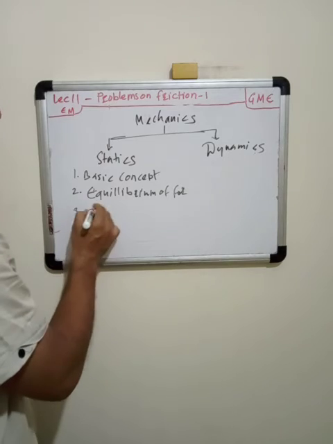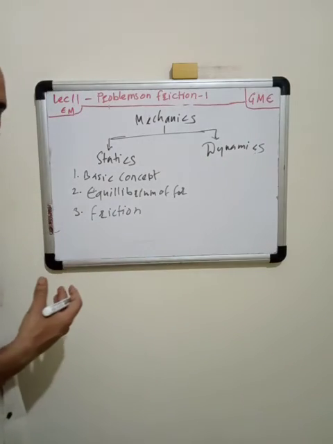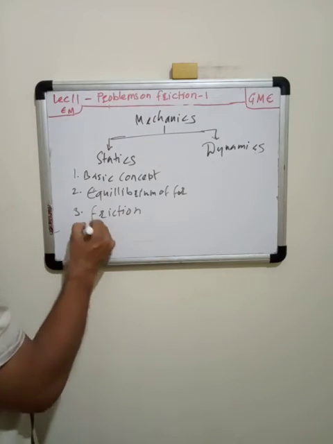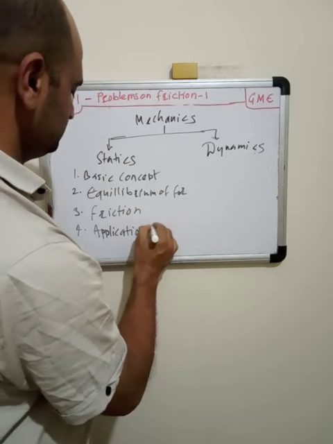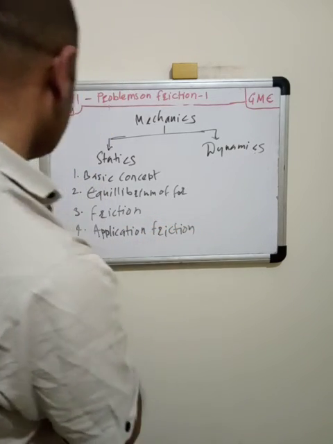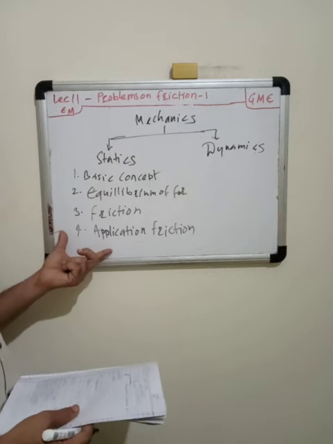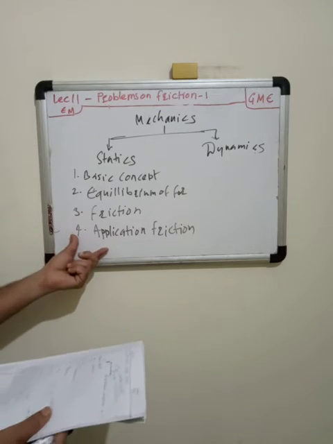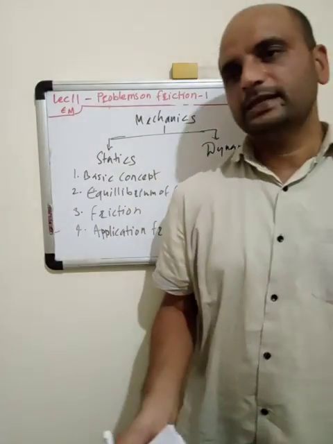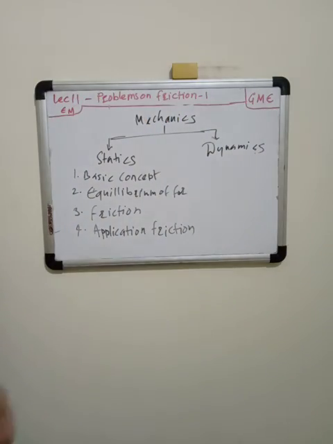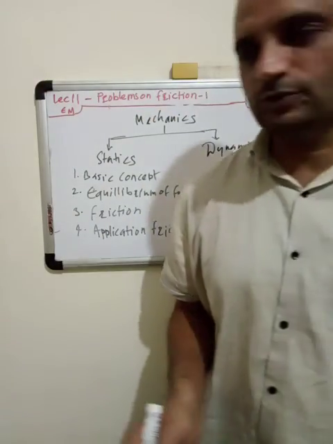The third topic we saw is friction, which is almost over. It's not completely over, I need to take more, because the application of friction is important. After friction comes virtual work, stresses and frames. Then center of gravity, center of mass, centroids. The last topic is area and moment of inertia. Once all these topics are over, we will move on to the dynamics part. I think you guys understood all this.